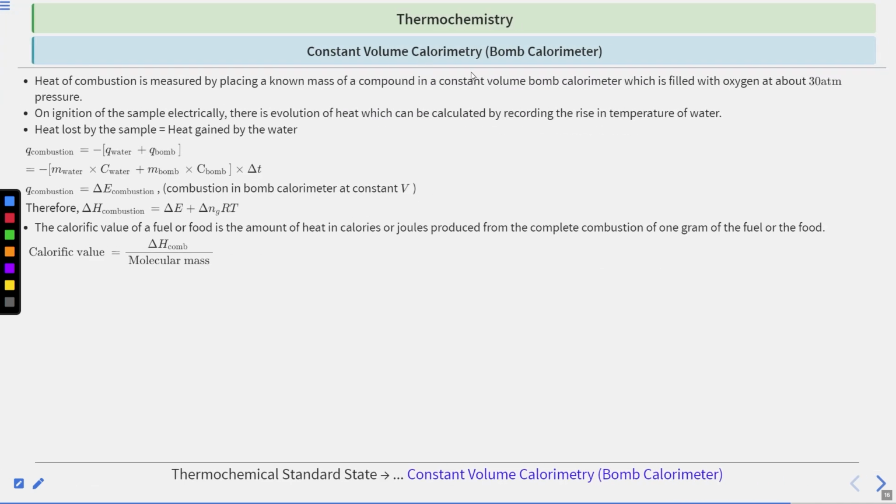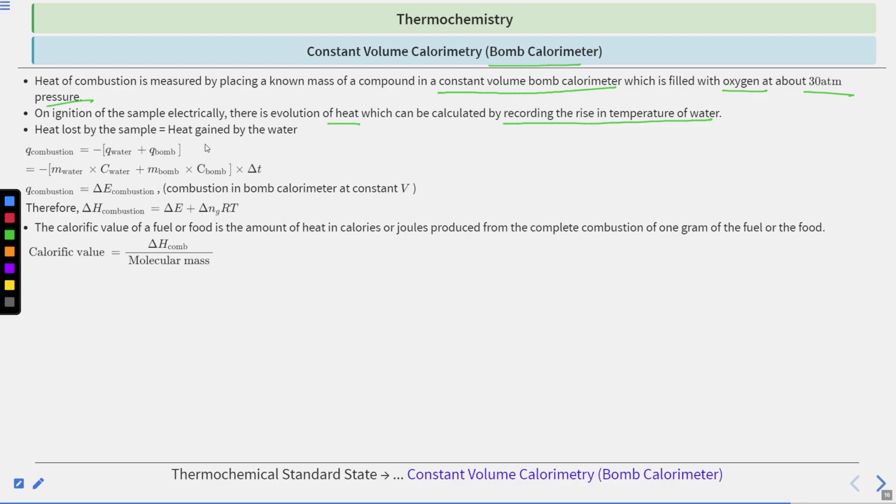Constant volume calorimetry or Bomb Calorimeter. So heat of combustion is measured by placing a known mass of a compound in a constant volume Bomb Calorimeter, which is filled with oxygen at about 30 atmosphere pressure. On ignition of the sample electrically, there is evolution of heat, which can be calculated by recording the rise in the temperature of the water. So we are just describing the structure of the Bomb Calorimeter and how it works.